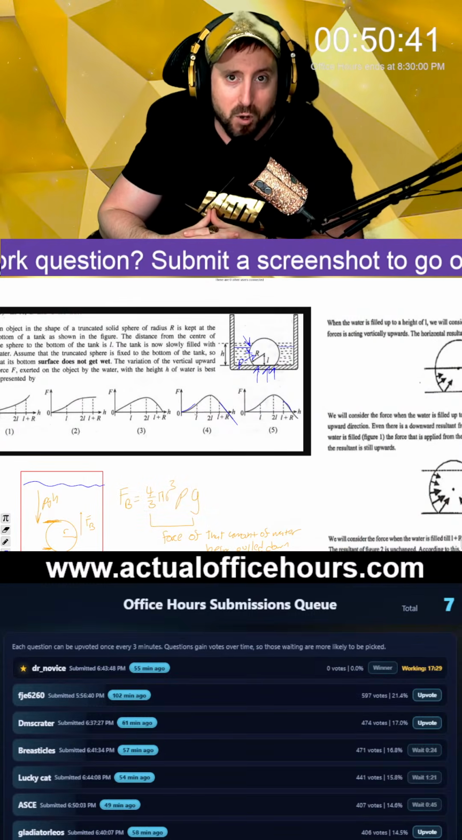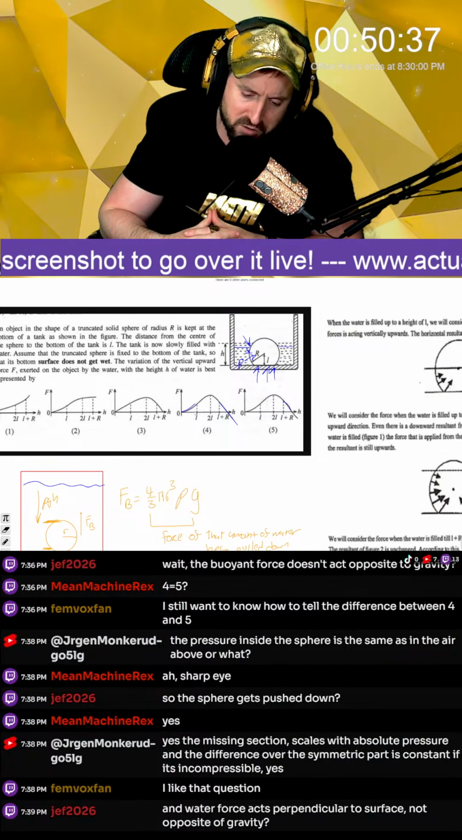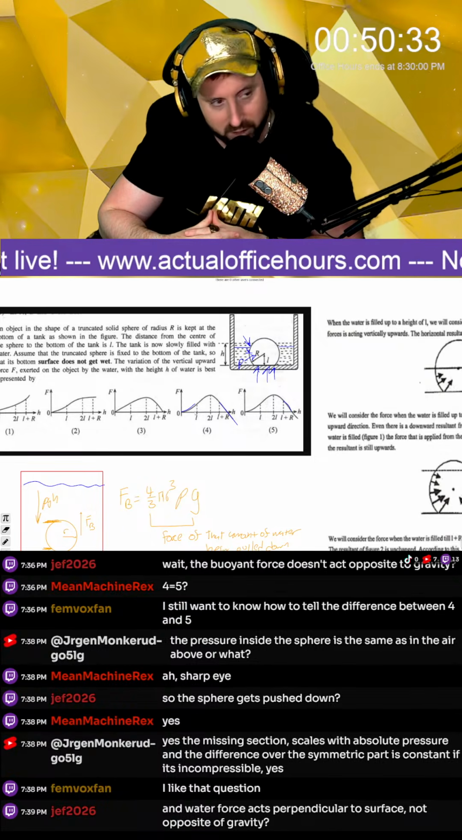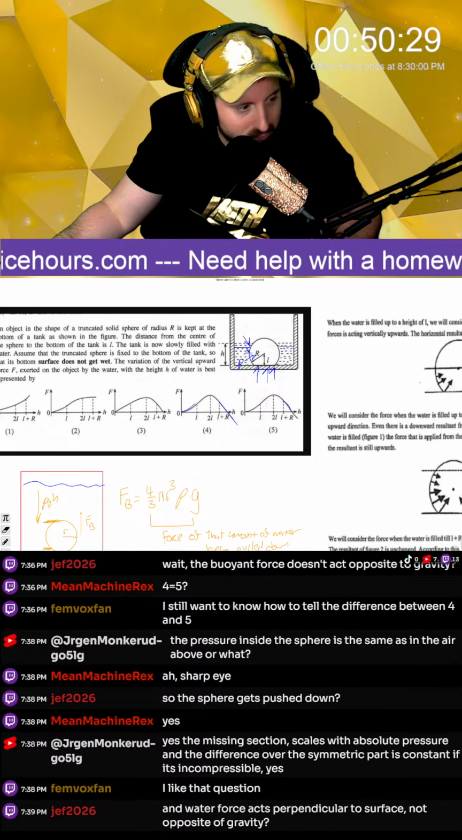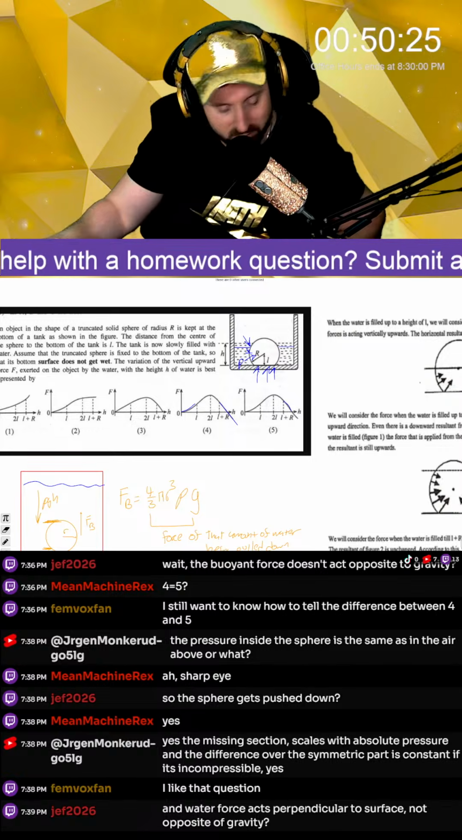And water force acts perpendicular to the surface, not opposite of gravity. Correct. Yeah. Pressure is a scalar, but it acts perpendicular to a surface. Yeah, Dr. Novice says cool. Fascinating.